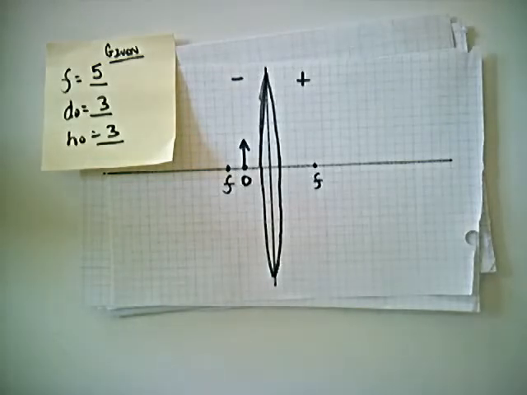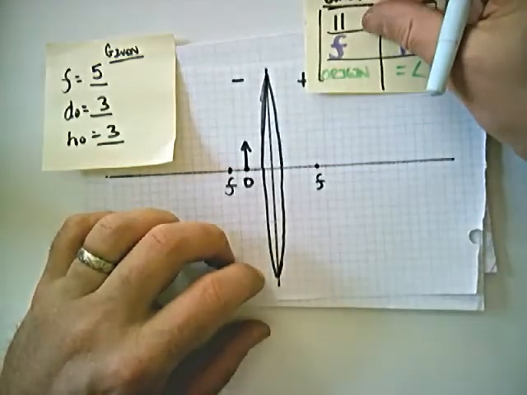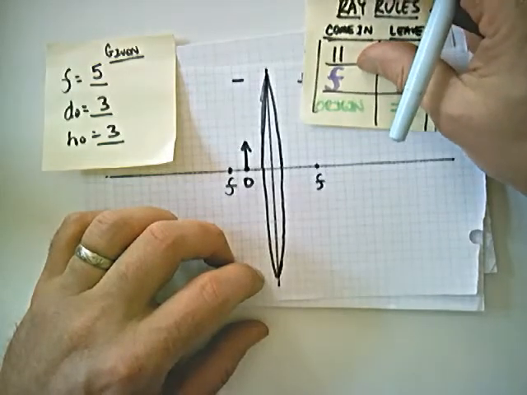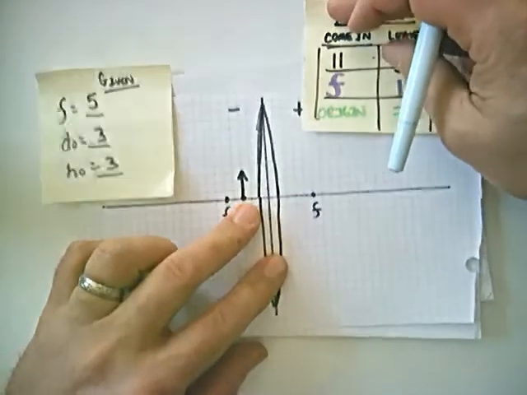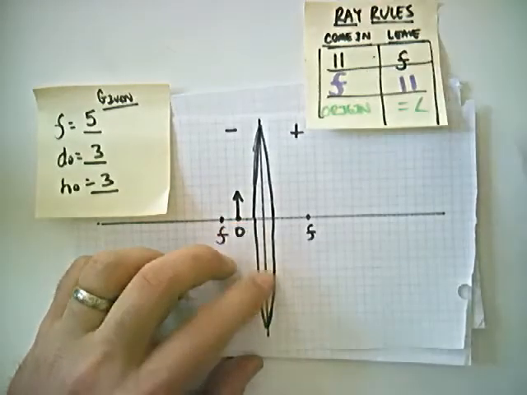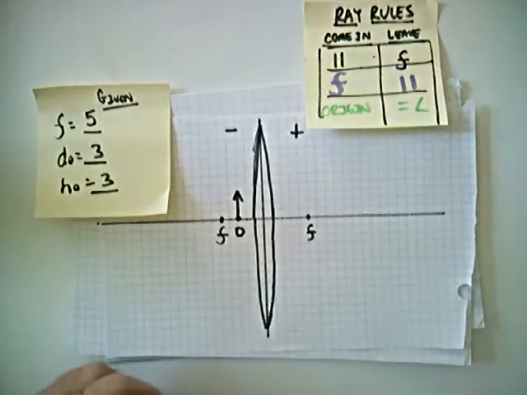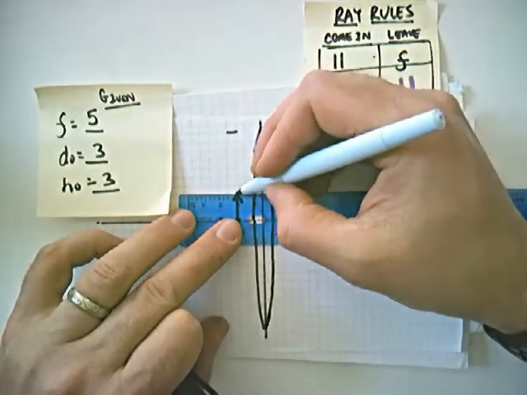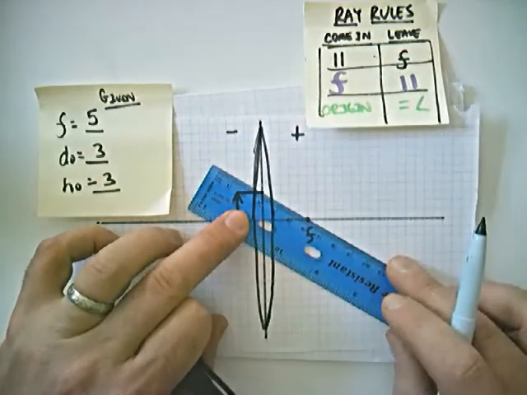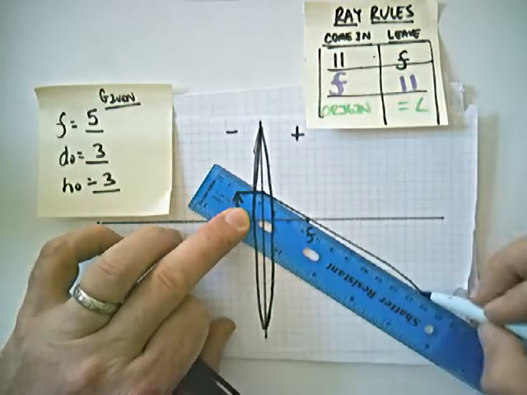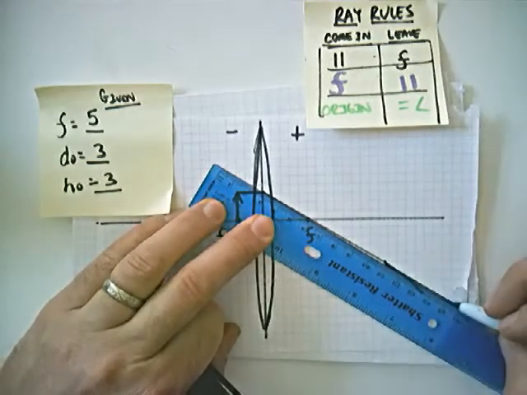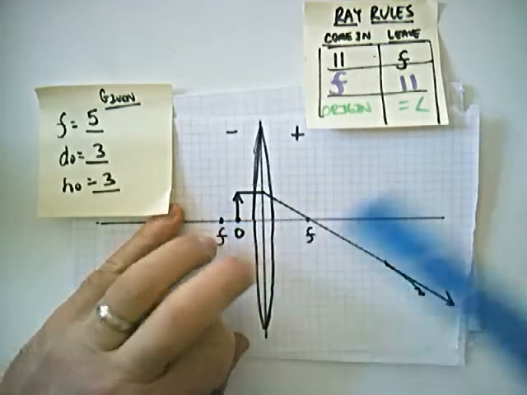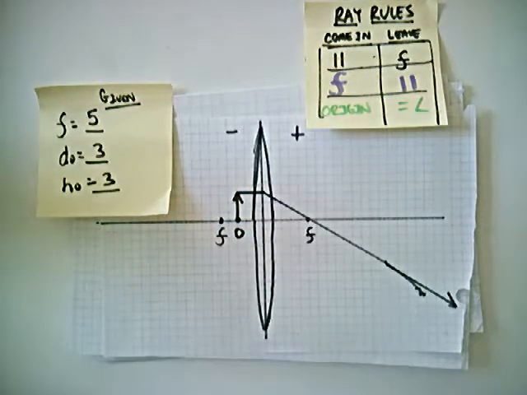So remember, we don't really ever deviate in our ray rules. The ray rules don't change. So first thing we're going to do is work on how we come in and how we leave. Let's come in parallel. This one seems to never change, right? Come in parallel, turn your ruler, line it up with the positive focal. Yikes. Keep on going.